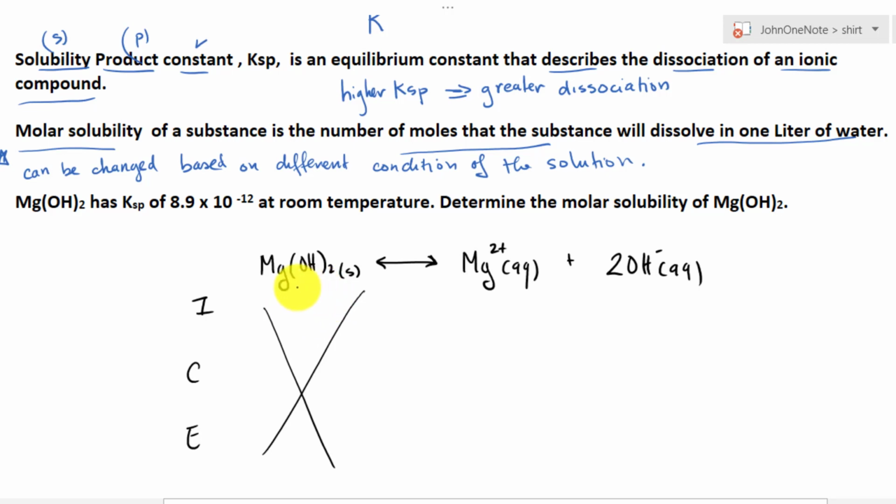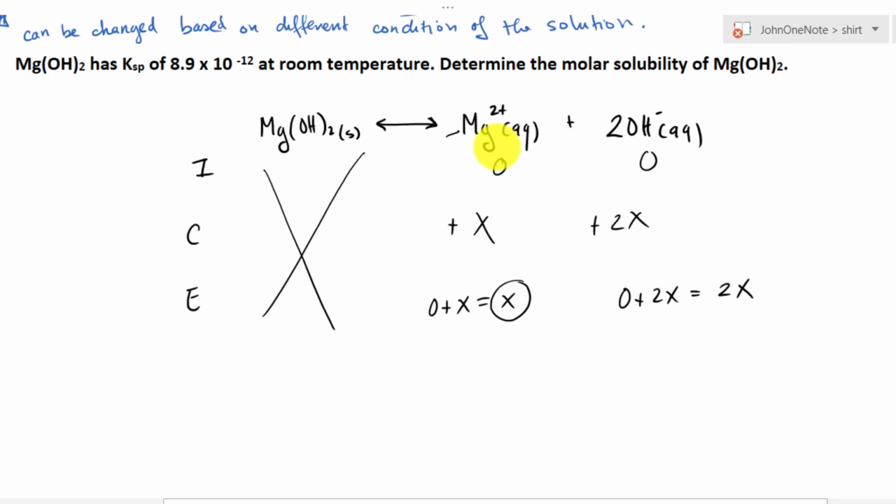Initially, all of your substance will be reactant and you wouldn't have any product in the first place. Then we go down to C for changes. On the product side, we're going to add 1x, because the coefficient here is 1. Then right here, we would add 2x. Then at equilibrium, what do we have? 0 plus x gives us x right there. And here we have 0 plus 2x, that gives us 2x. So that is at equilibrium.